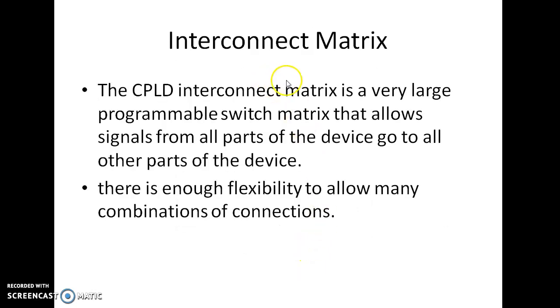And the interconnect matrix. The CPLD interconnect matrix is a very large programmable switch matrix, which allows signals to be transferred from all parts of the device to all other parts of the device. So there is enough flexibility for data transmission from one end of the CPLD to the extreme end of the CPLD using this interconnect matrix.